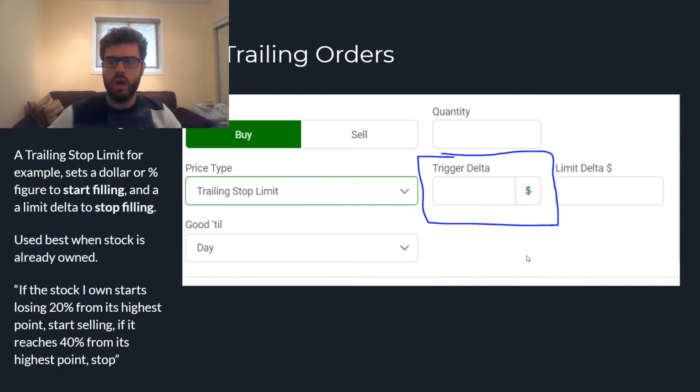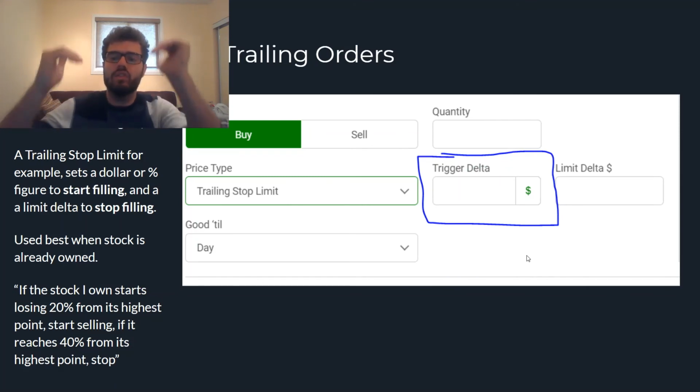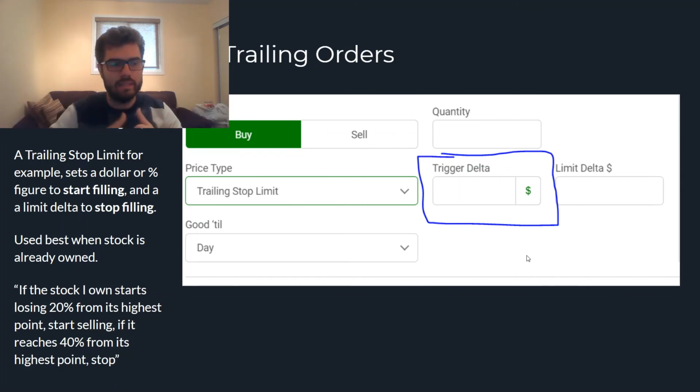Okay, so how does this actually work? It trails the order, right? And it always goes to the highest point. So let's say we're trying to sell a stock and we wanted to sell when it reaches 20% below its highest trading price. So if this stock keeps increasing, it will never sell. Let's say it's $50, it goes to $51, $52, $53, $54. It's not going to sell.